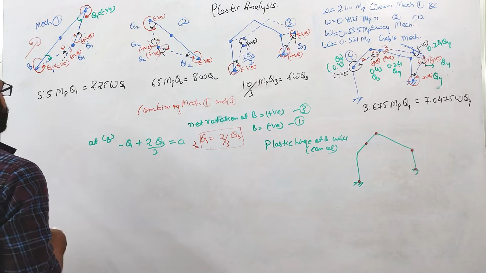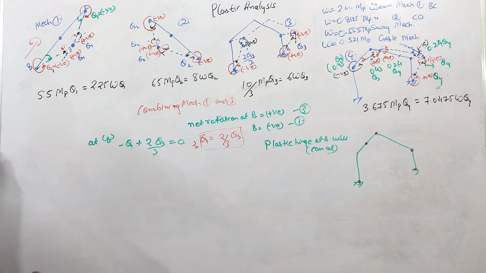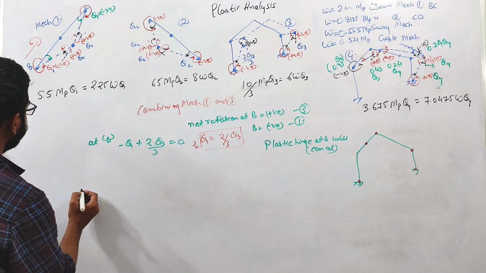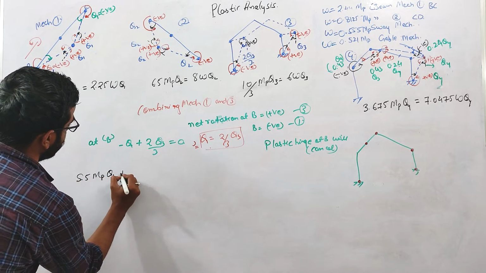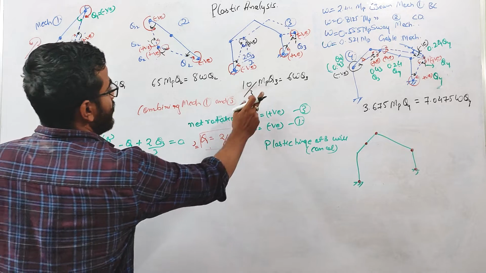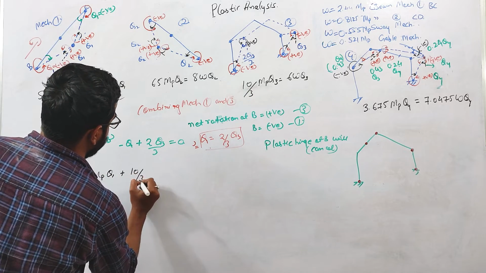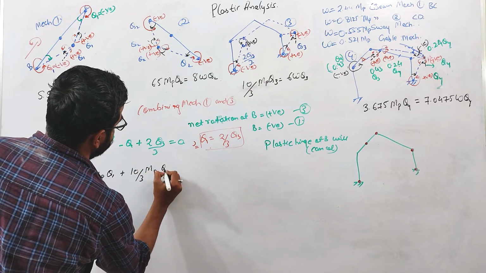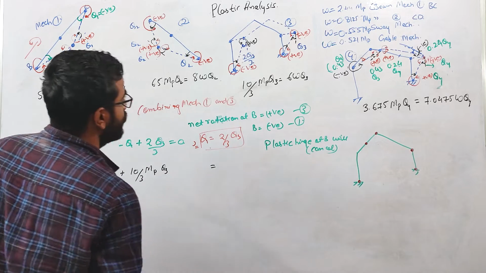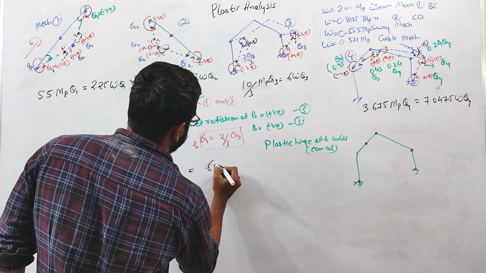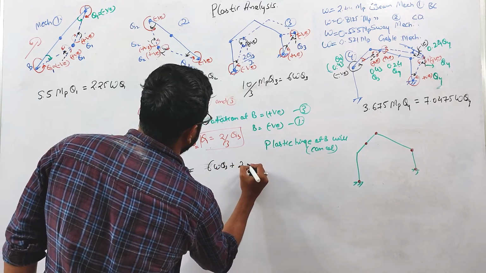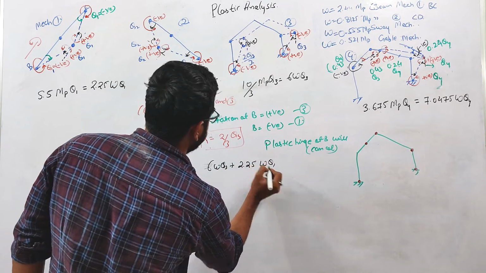So let us combine mechanism 1 and mechanism 2, right? So I can write 5.5 MP theta 1 plus 10 by 3 MP theta 3, and this is equal to 6W theta 3 plus 2.25W theta 1.